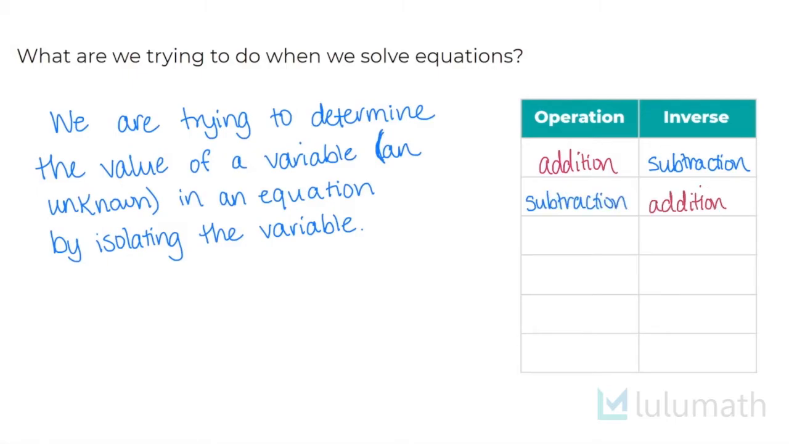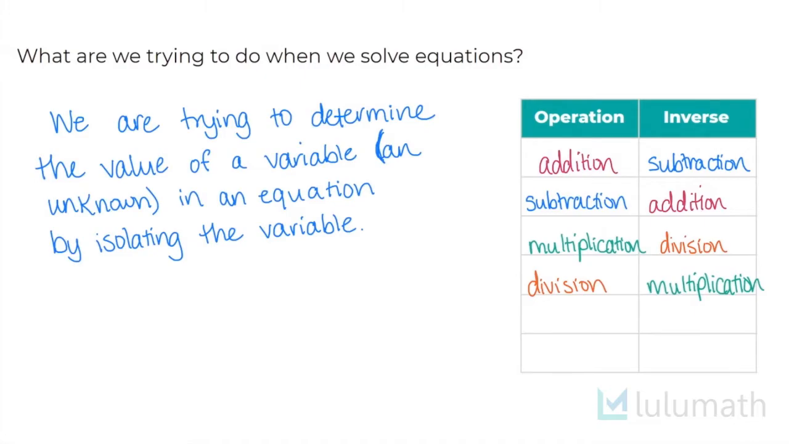Similarly, we have multiplication. And the opposite, or the inverse, of multiplication is division. Because I can take 5 times 7 and I would get 35. And then I can take that 35, my result, and to get back to the original number we started with, I would have to divide 35 by 7 to get back to that 5. So multiplication and division are inverses of each other. Likewise, the inverse of division is multiplication.